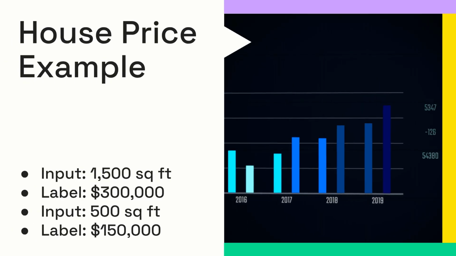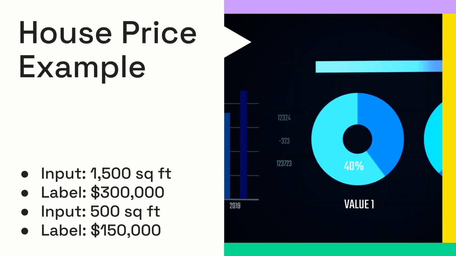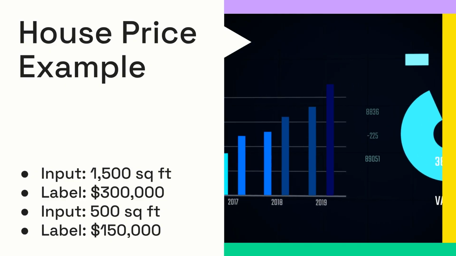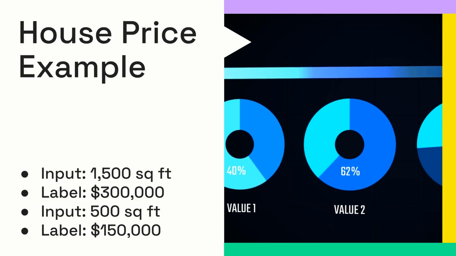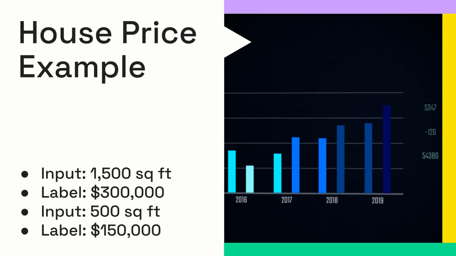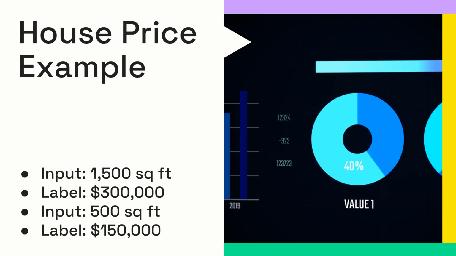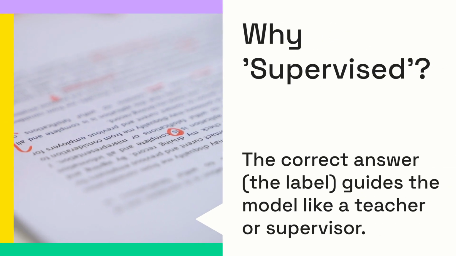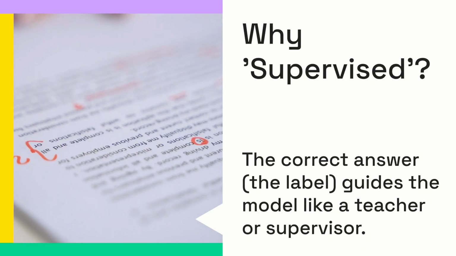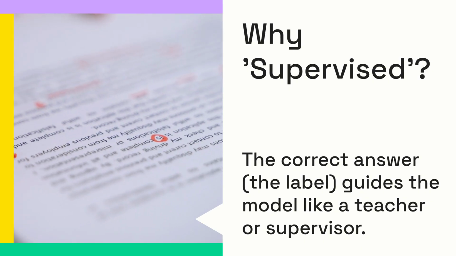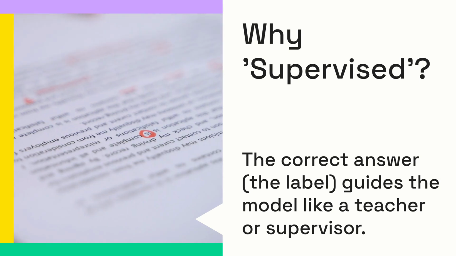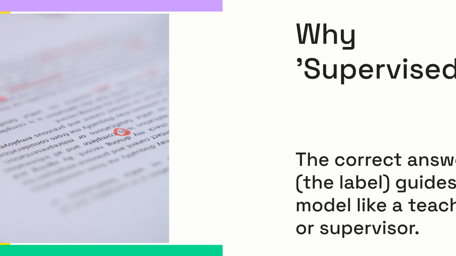Take house price prediction. The input might be the size of the house, say 1,500 square feet. The label is the actual selling price, like $300,000. For every single training example, the AI knows exactly what the right answer should be. The correct price, $300,000, acts like a supervisor or a teacher. It constantly tells the AI if its prediction is right or wrong, providing the necessary guidance for learning. That's why it's called supervised learning.